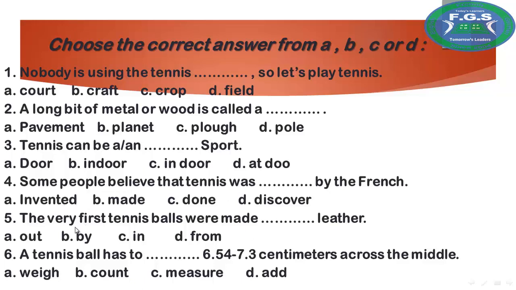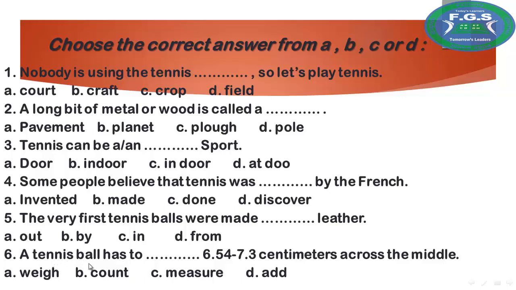Great. Number 5, the very first tennis balls were made space leather: out leather, by leather, in leather, from leather. Great, from. So the very first tennis balls were made from leather.